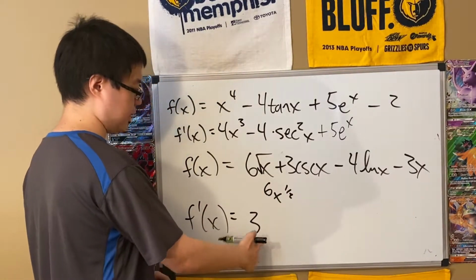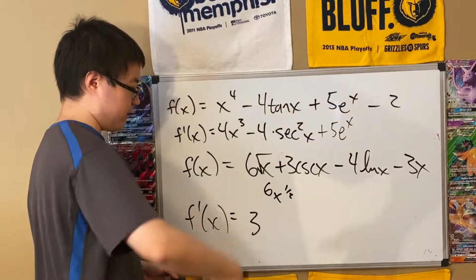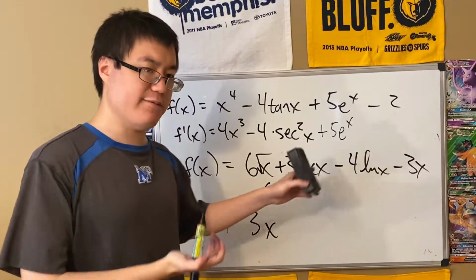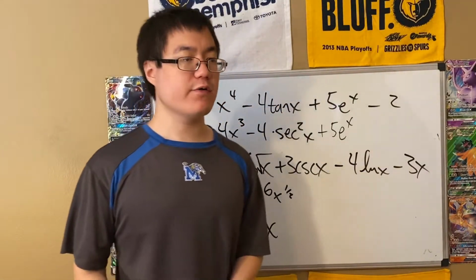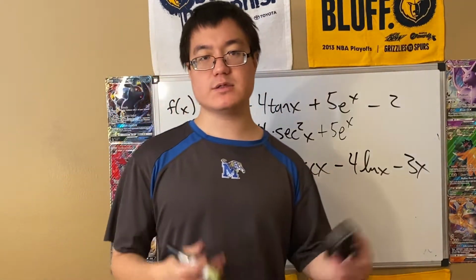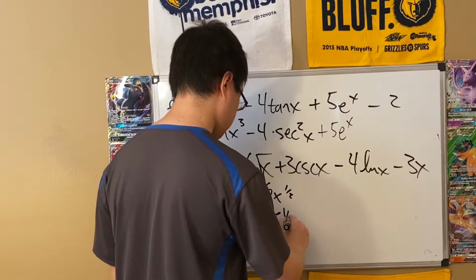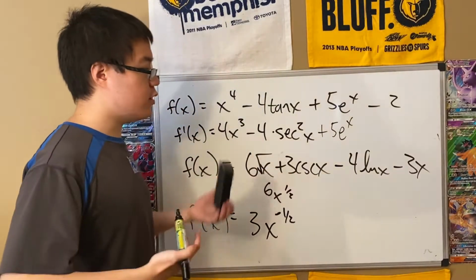But this could have been written as 6 times 1/2, where the 1/2 came from the exponent. Then we have 1/2 minus 1, because we have to form a new exponent. Just be careful with fractions. 1/2 minus 1 is 1/2 minus 2/2, which is negative 1/2. Like so. Then we come to our new trig derivative.